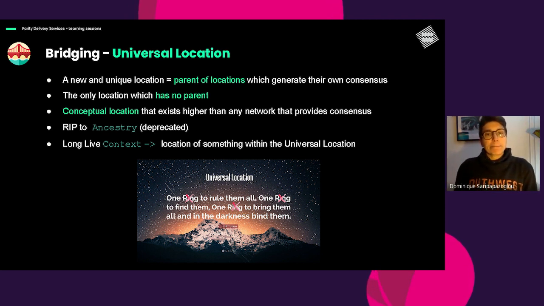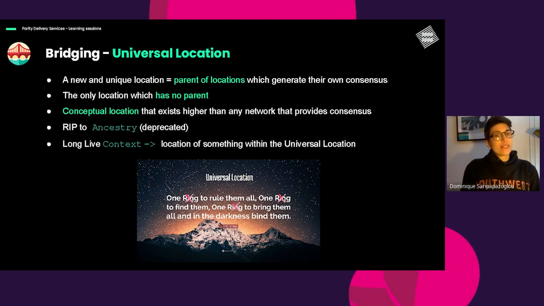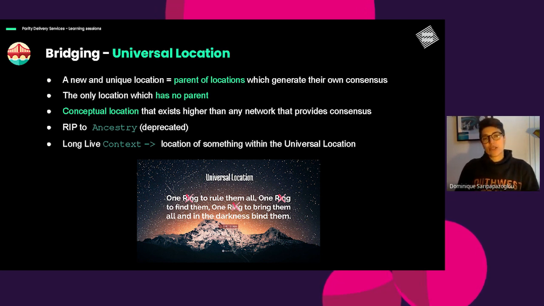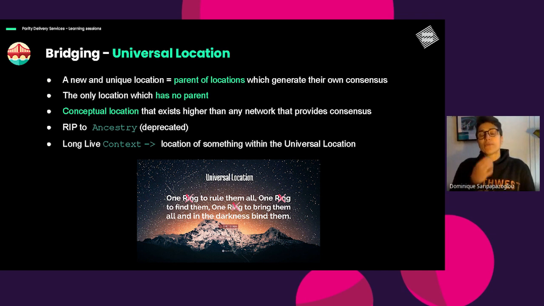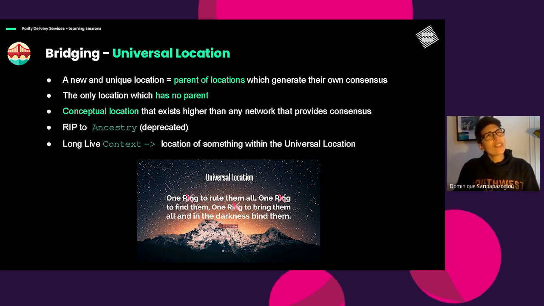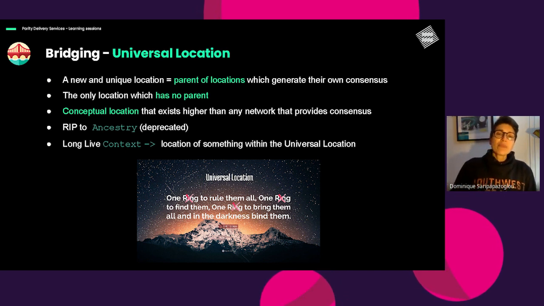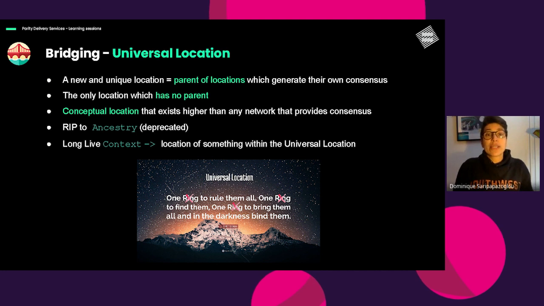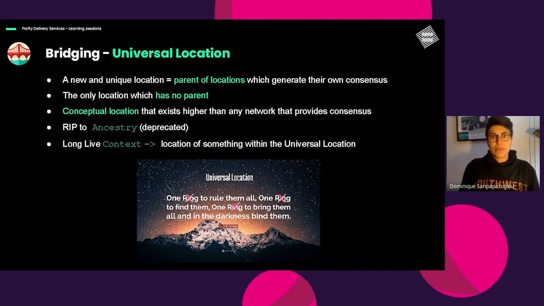And the ancestry is deprecated, so now use the context, which is the location of something within the universal location. Since it's above all, it's the so-called, actually I don't remember right now, internal location, I think it's called. So that's why we don't need ancestry anymore.